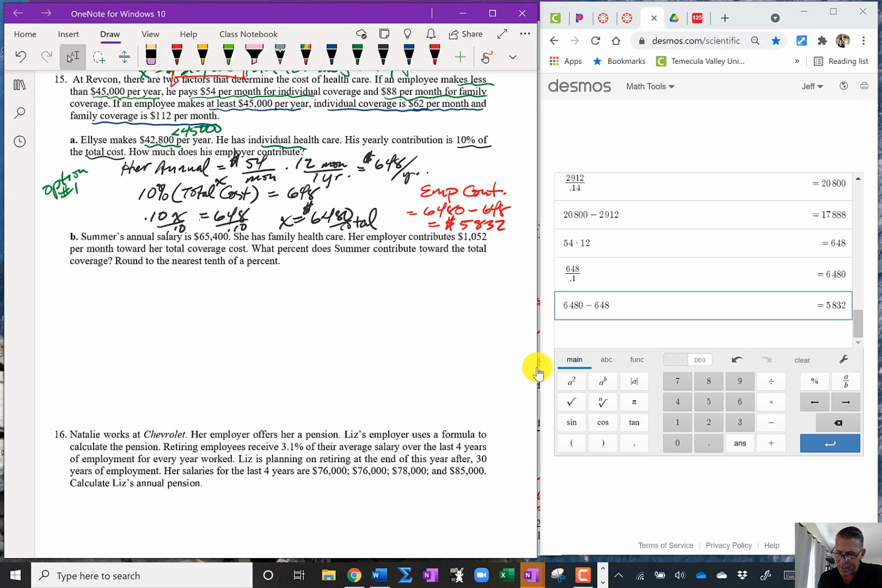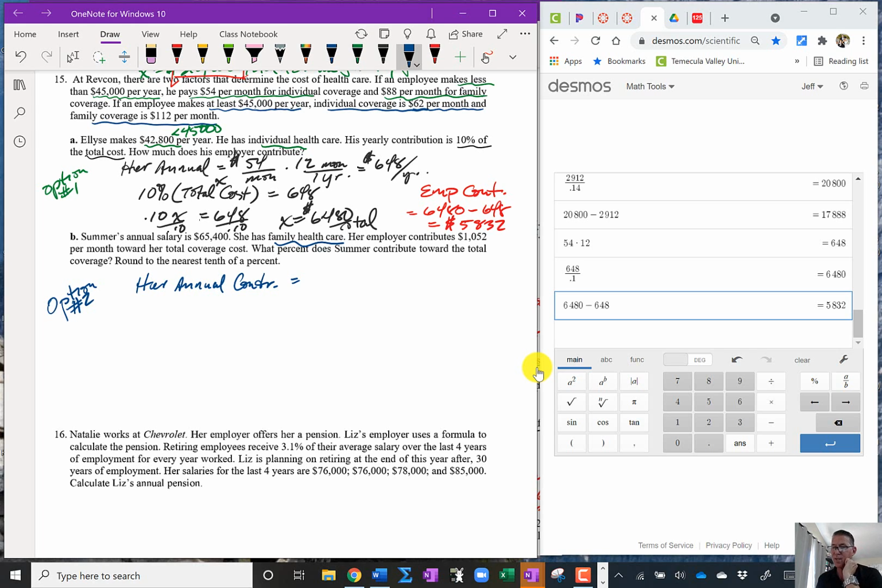So she wants family health care, and her employer contributes $1,052 per month towards total costs. The question is different than the last one: what percent does Summer contribute towards the total coverage? To figure out the percentage, you always have to figure out her portion out of the total. So even though it's a slightly different problem, we're still going to have to figure out the total.